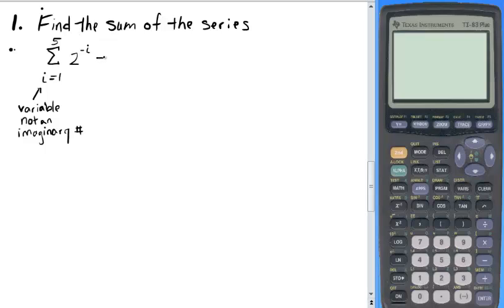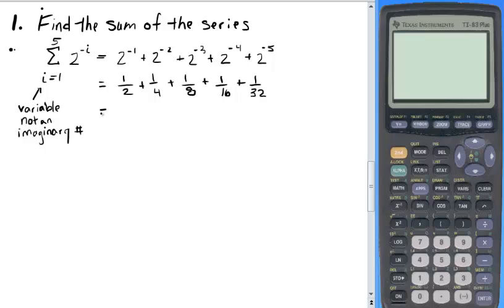So I want to rewrite or interpret this as a series. Well, I'm going to take 1, substitute into my formula 2 to the negative i, or 2 to the negative 1, plus, then 2 to the negative 2, all the way up to 2 to the negative 5. So I'm replacing i with the values 1 through 5. This gives me 1/2 plus 1/4 plus 1/8 plus 1/16 plus 1/32, which equals 31 out of 32.